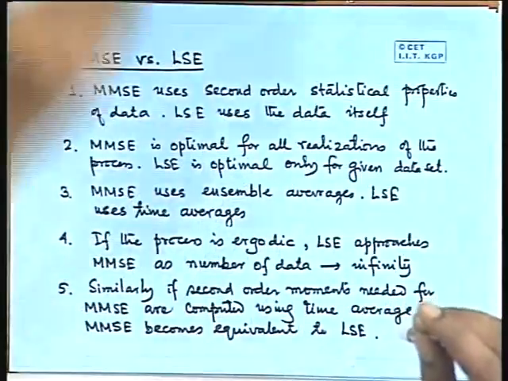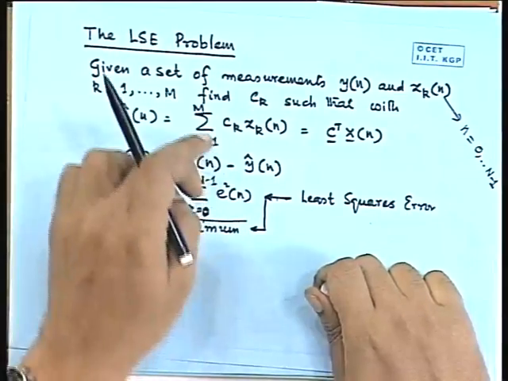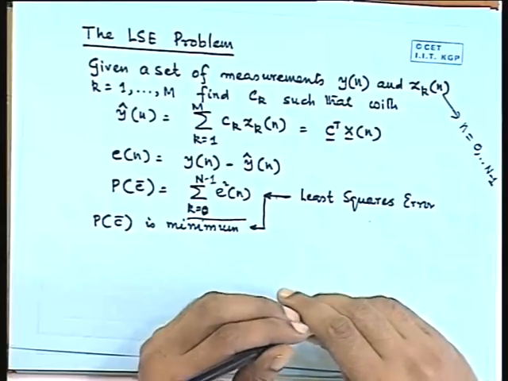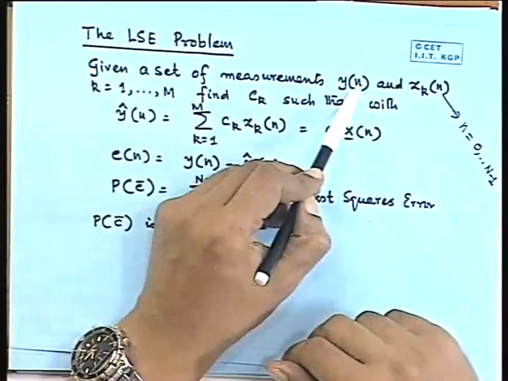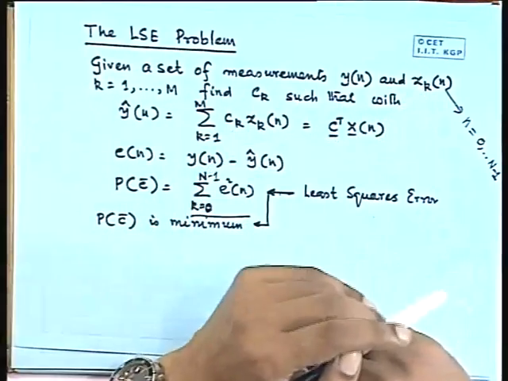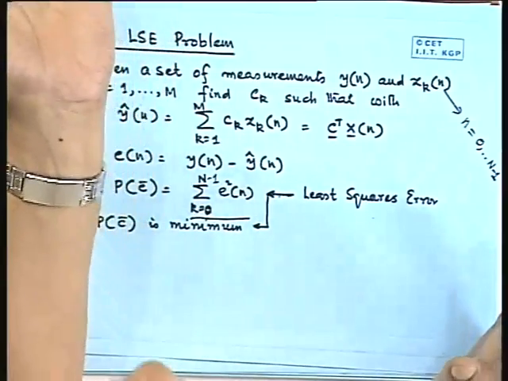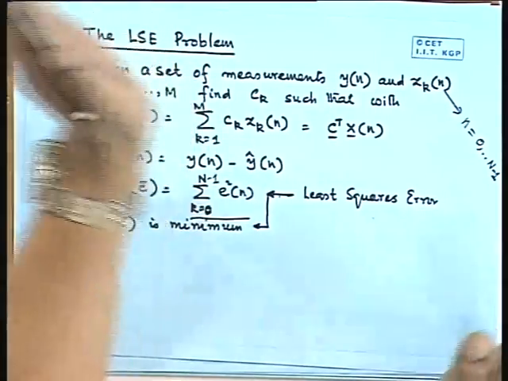While in the least square problem, look at this, our performance index is defined in terms of this particular set of data. We are not talking of any expectation. We are saying that we are given this yn and we are given these xkns. Now find out a ck such that over this data set this error is minimum. What will happen for the other data sets, we don't know, and we are not talking about them either.